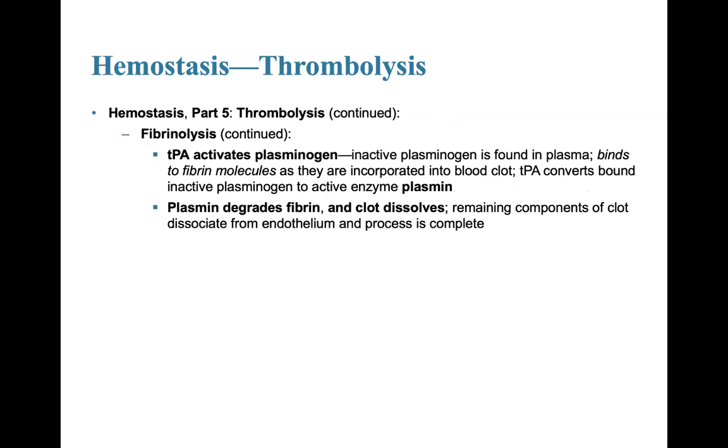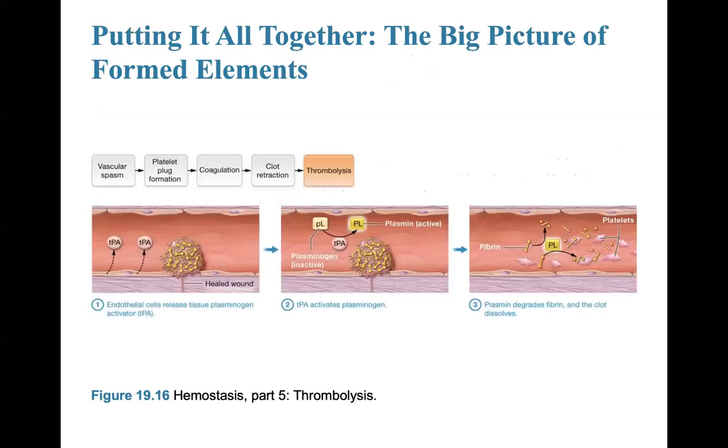TPA activates plasminogen. Inactive plasminogen is found in the plasma. It binds to the fibrin molecules as they are incorporated into the blood clot. TPA converts bound inactive plasminogen to the active enzyme plasmin. The plasmin then degrades fibrin and the clot dissolves. The remaining components of the clot disassociate from the endothelium, and the process is now complete. And here you can see the breakdown of the clot, especially after the vessel has healed, and you dissolve up that clot.